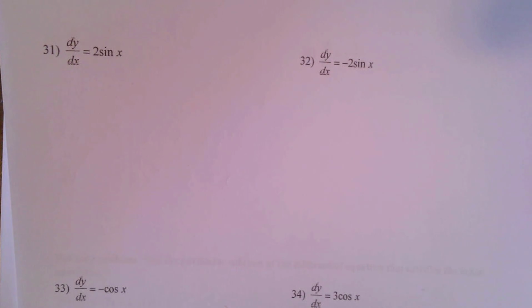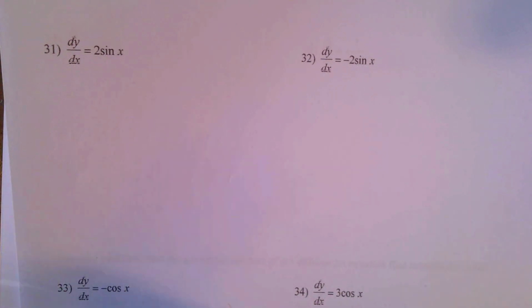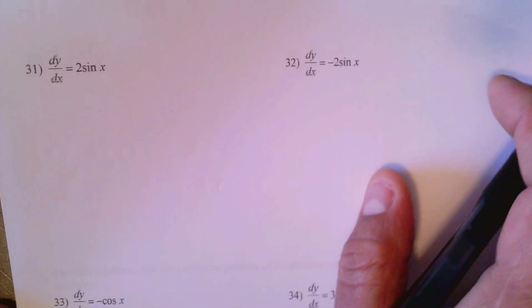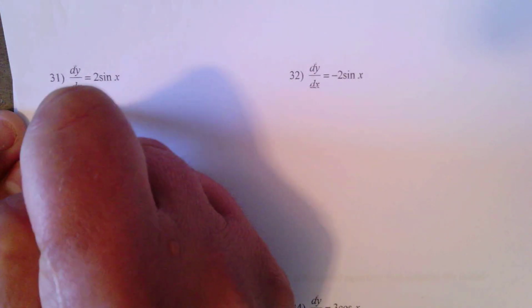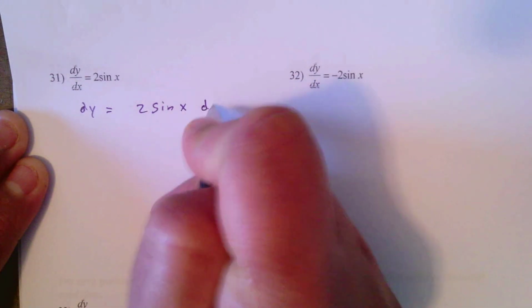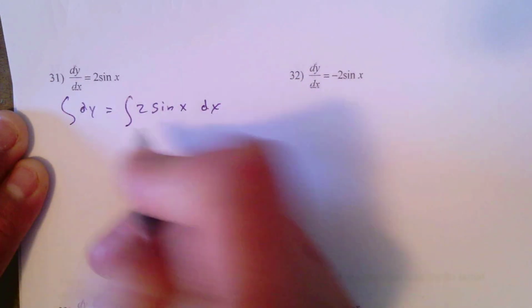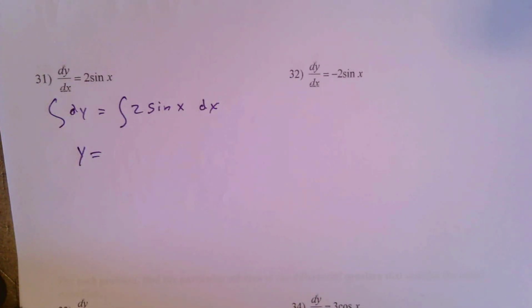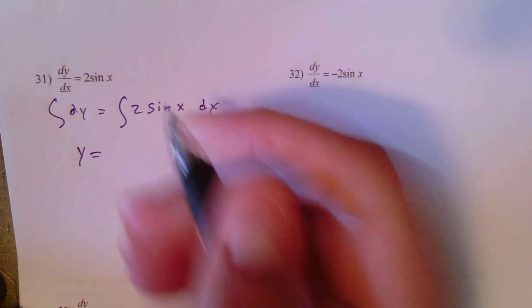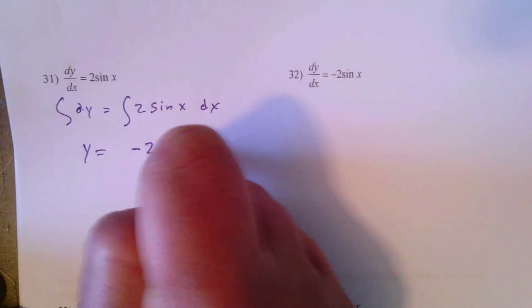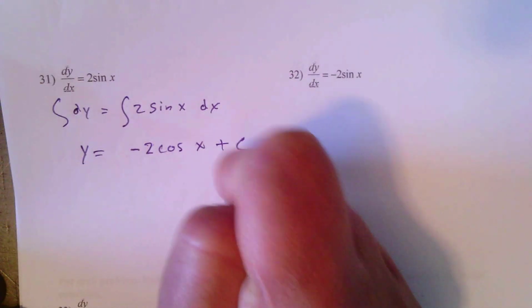31: dy dx is equal to 2 sine of x. So we're going to split up our integral here. dy is equal to 2 sine x dx. Integrate both sides. Left side we get a y. Right side, take the integral of 2 sine of x. That's going to give us negative 2 cosine of x plus c.